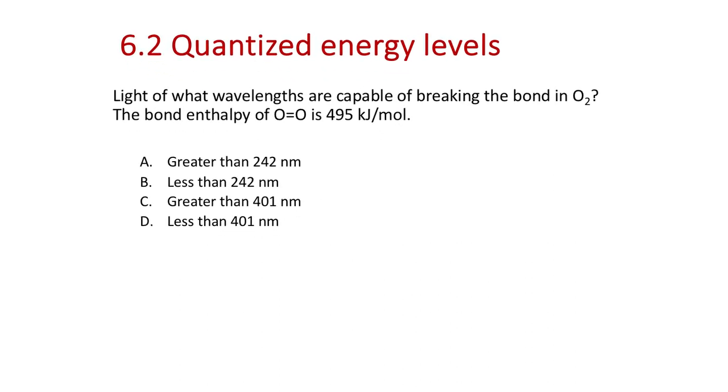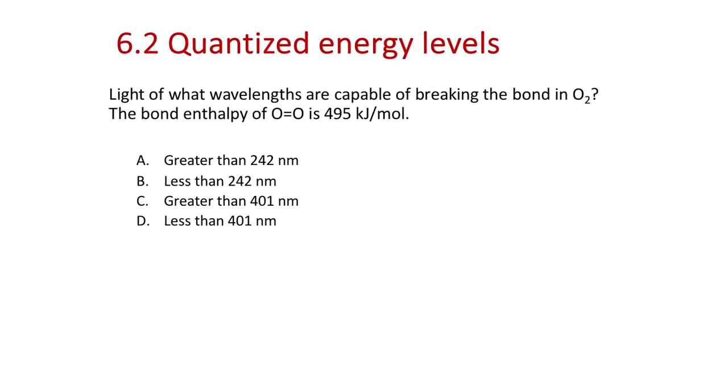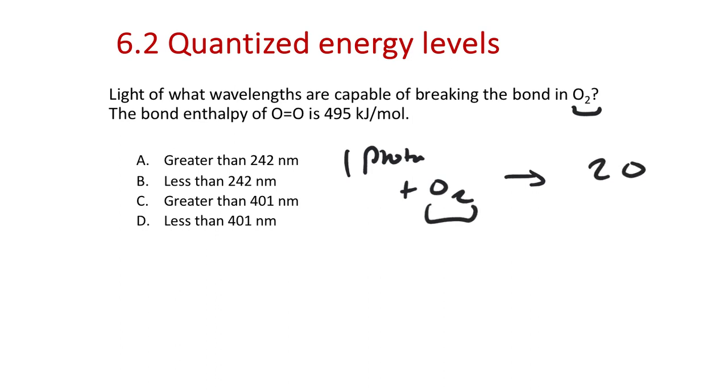Okay, let's end class with this problem. What wavelengths of light are capable of breaking the bond in O2? The O2 bond enthalpy from what we saw in the last chapter is 495 kJ per mole. Thinking of the photoelectric effect, it's one photon plus one O2 goes to two O atoms, just thinking about one O2 molecule. So we're comparing the energy of one photon versus one O2 bond.